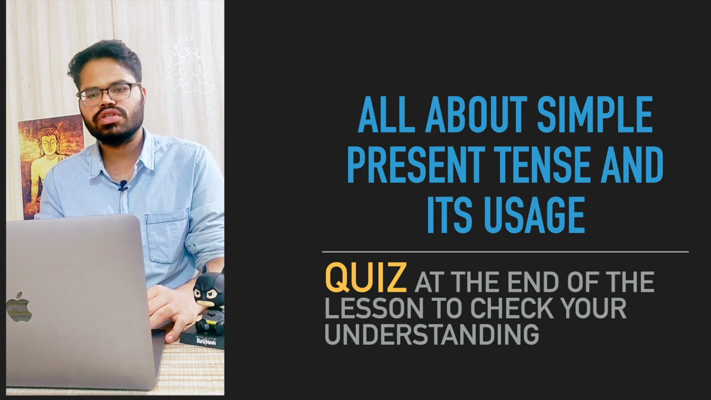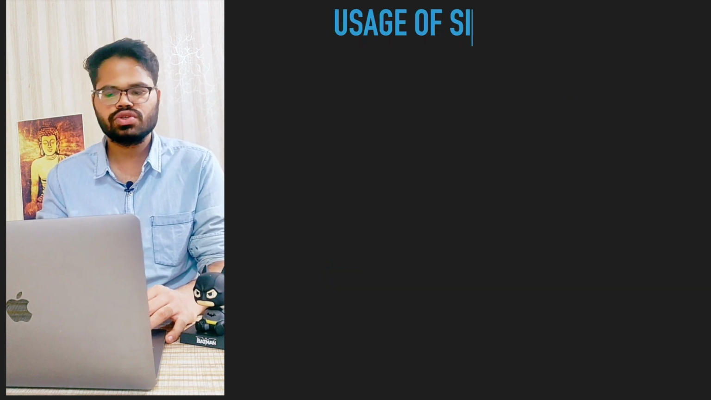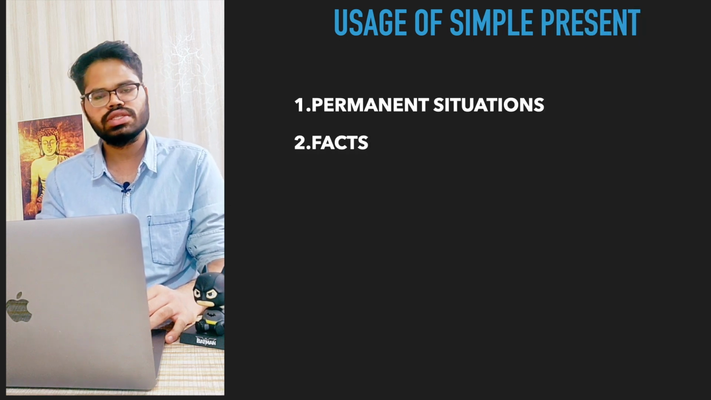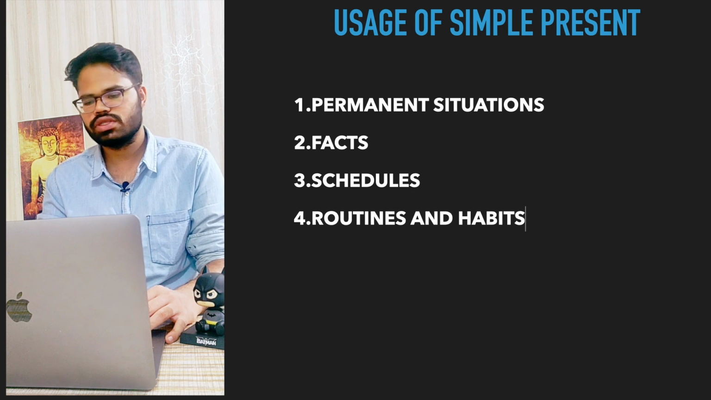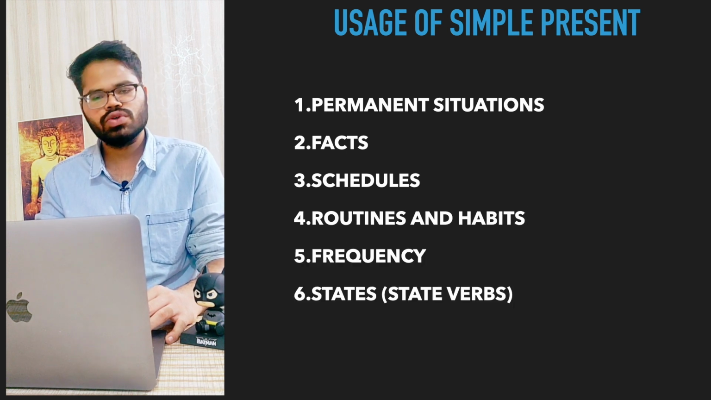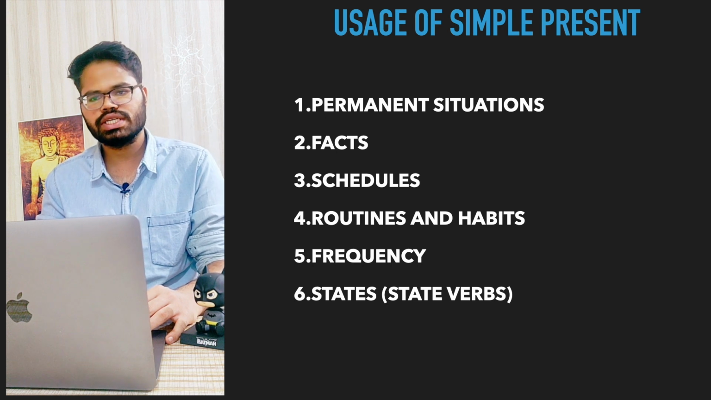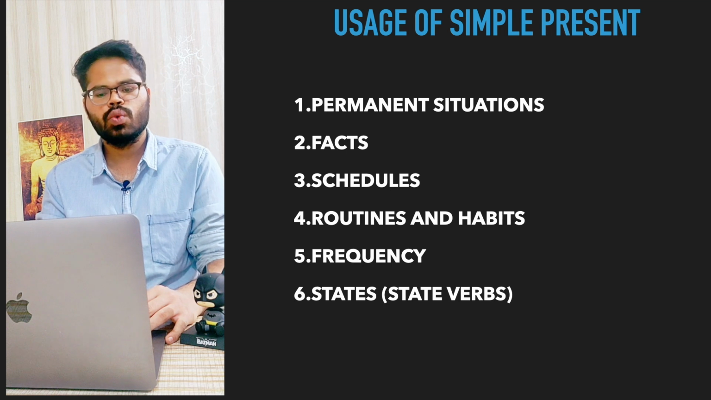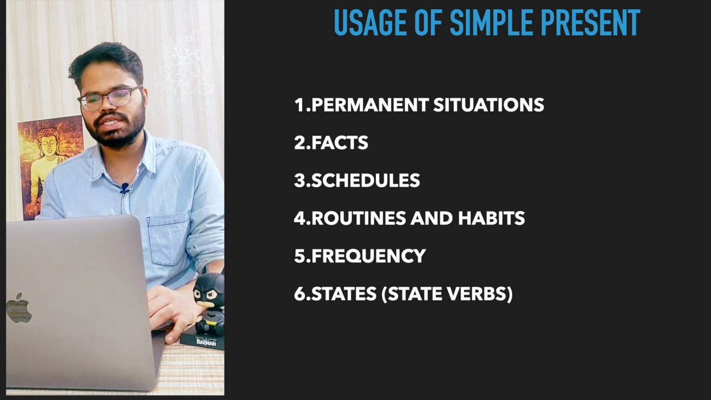In this lesson we will talk about 6 different usages of simple present tense, namely permanent situations, facts, schedules, routines and habits, frequency, and the most important one, talking about the states using state verbs. But first, we will discuss what is simple present tense.